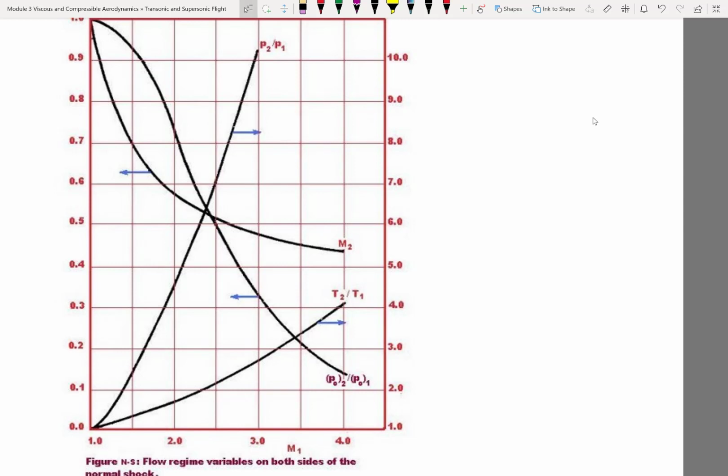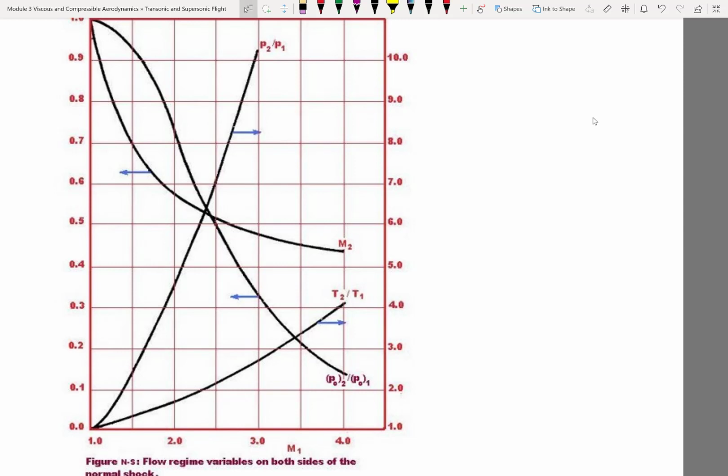All right. So the other two quantities should be looked at towards the right. One is the ratio of pressure, right? Because as you pass a shock, the stagnation pressure drops, but the static pressure would increase. Another thing is the temperature also increases.